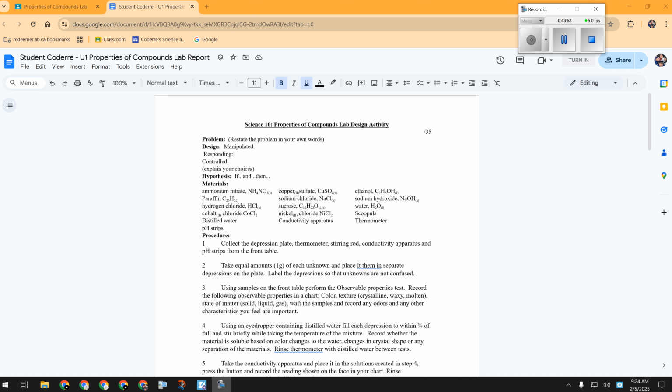These will probably be the ones we use. And for your liquids, there will be eyedroppers. So you'll just squeeze the eyedropper, fill it up as best you can and squeeze it into the depression.